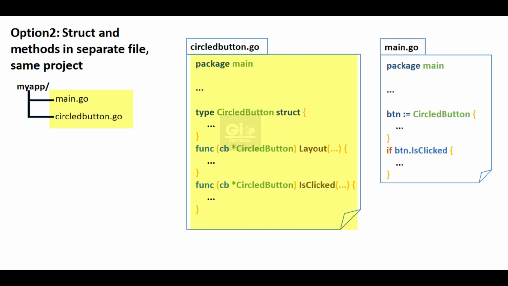Option 2, place the custom widget code in a separate file while keeping the main application logic in main.go. Although the struct and its methods are defined in a different file, both files belong to the same package. As a result, no imports are required. Go automatically compiles all files within the same package together.